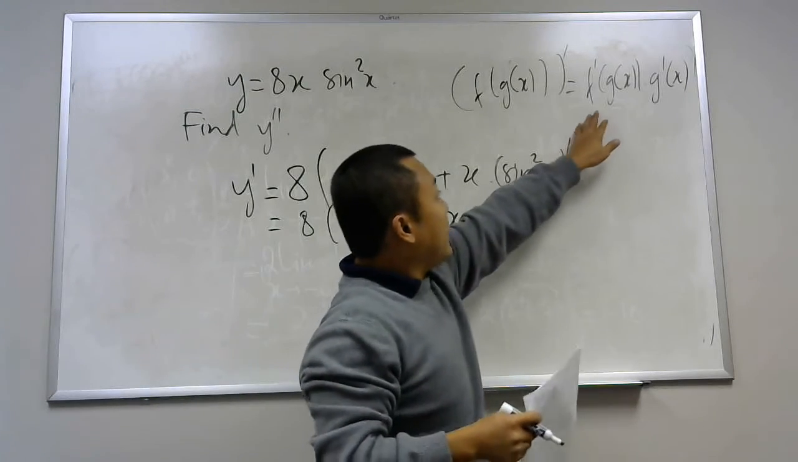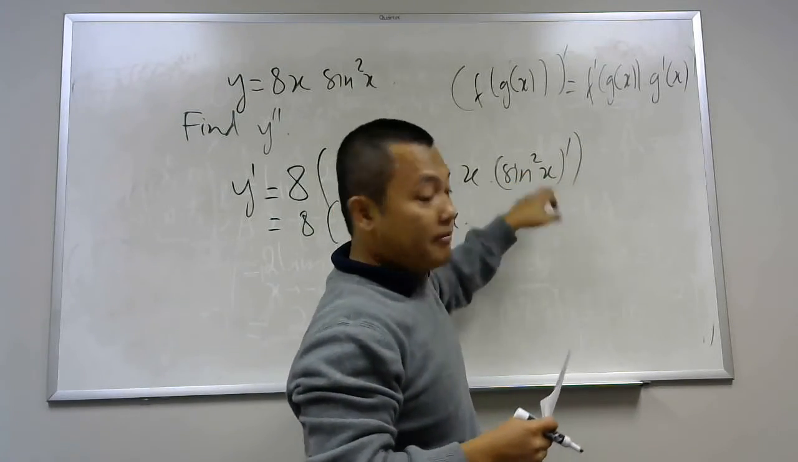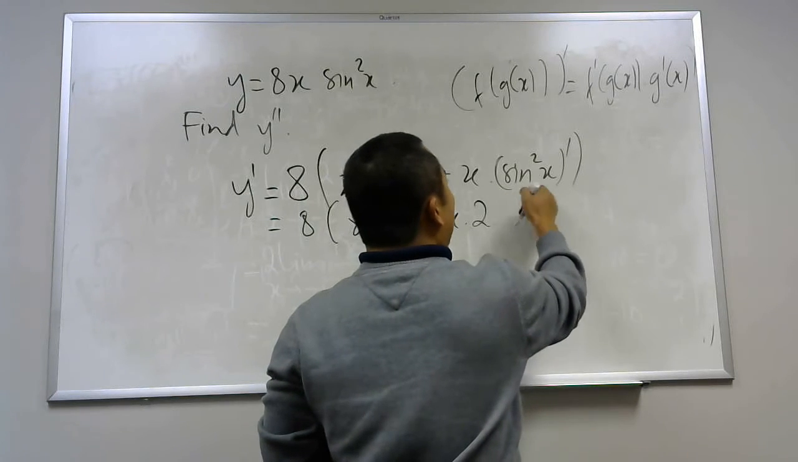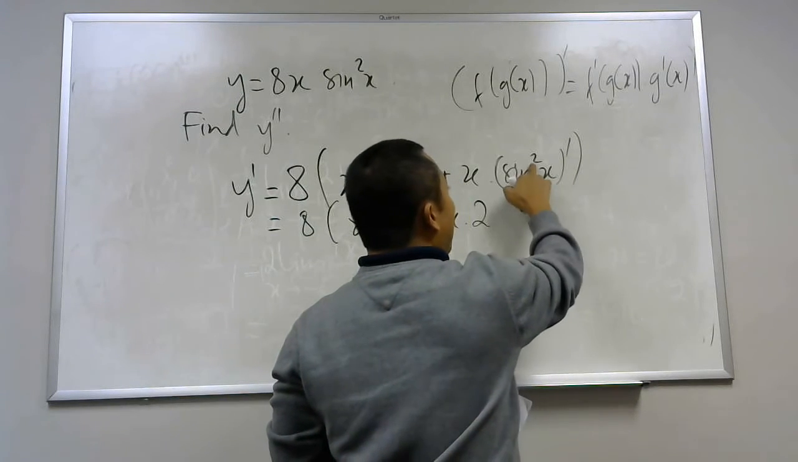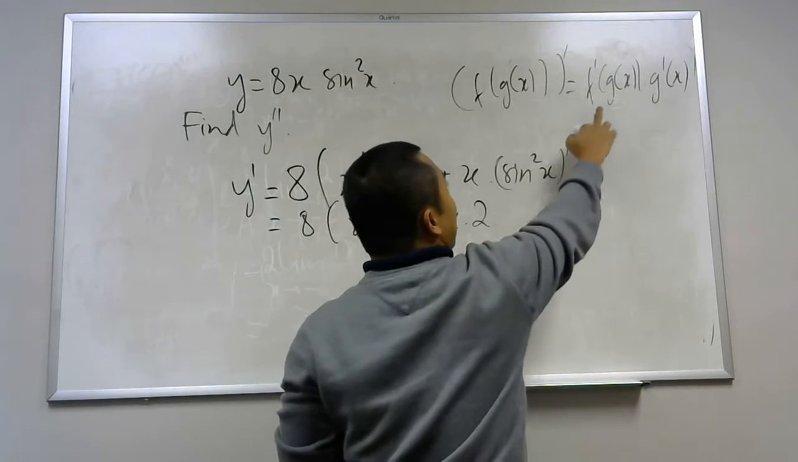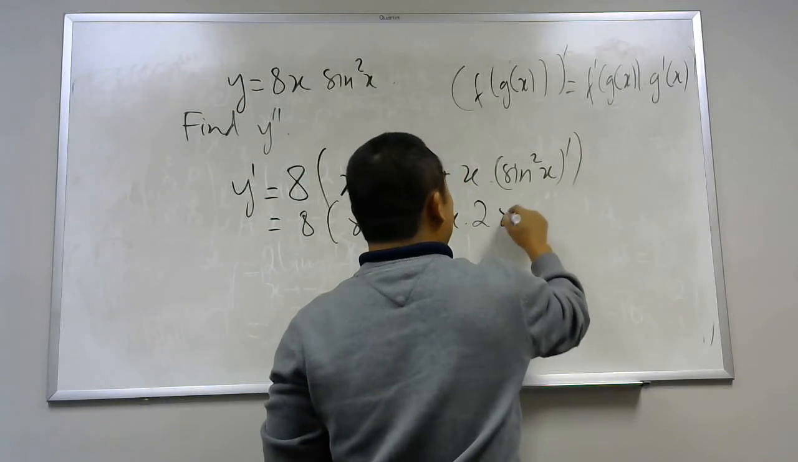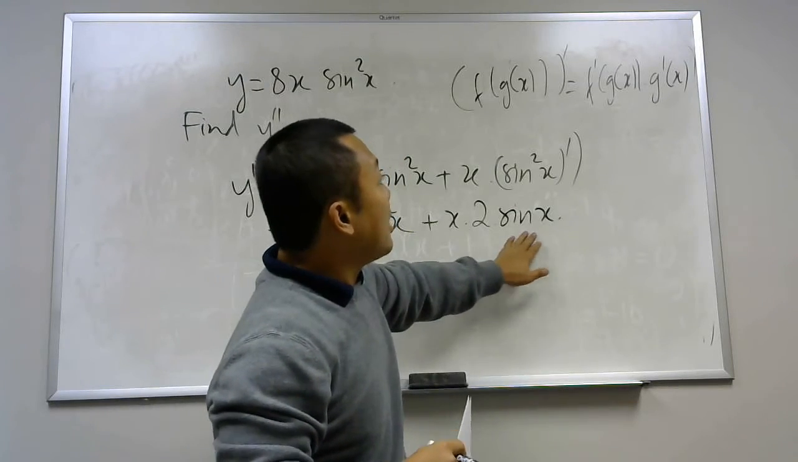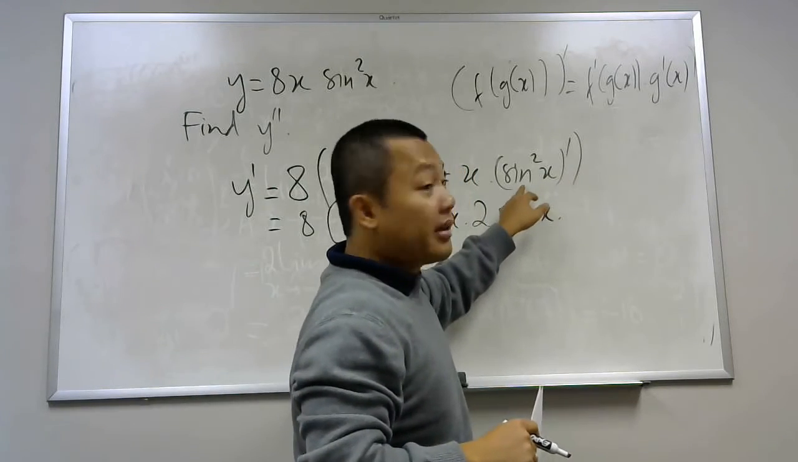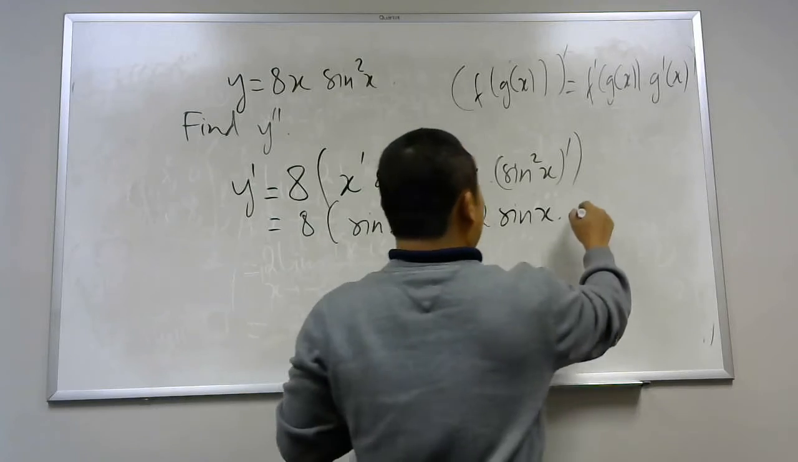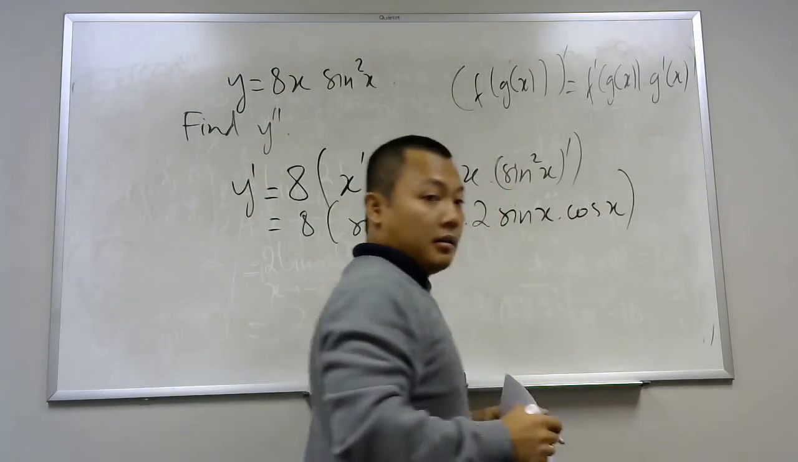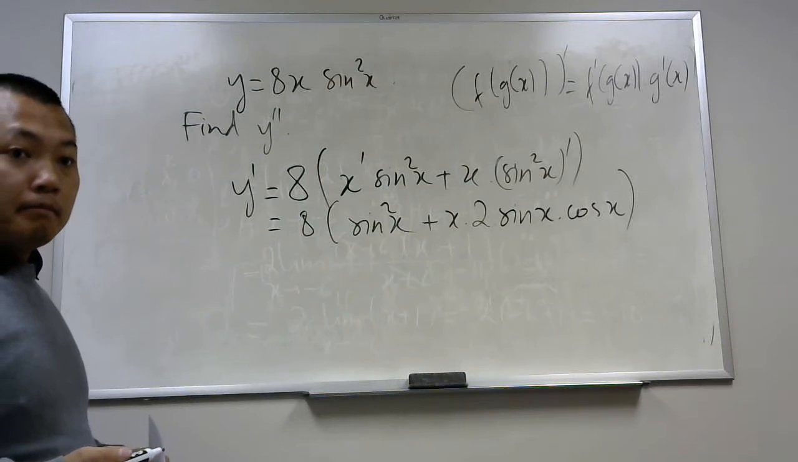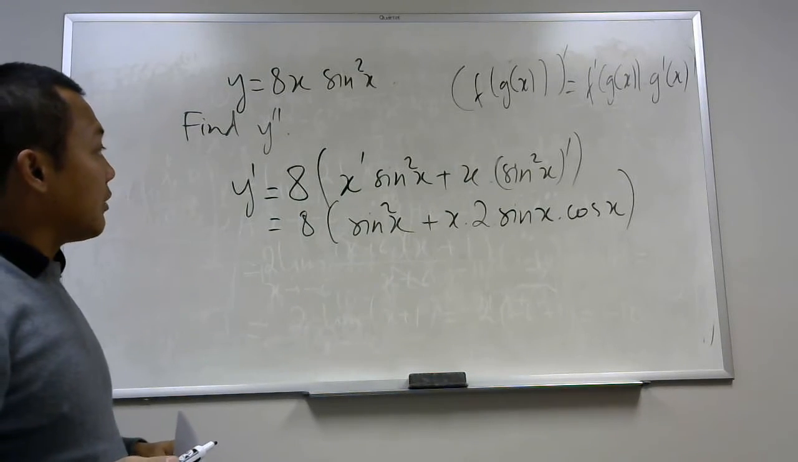Okay, so the derivative of the outside is the derivative of the square. That is 2, right? The power, but 2 reduced by 1, so you have 2 in here. But evaluated at the inside, that means 2 sine x, right? And then multiplied by the derivative of the inside, meaning the derivative of sine, which is cosine. So that is the first derivative. Okay?